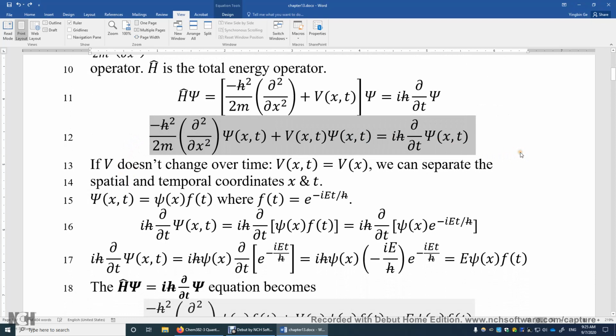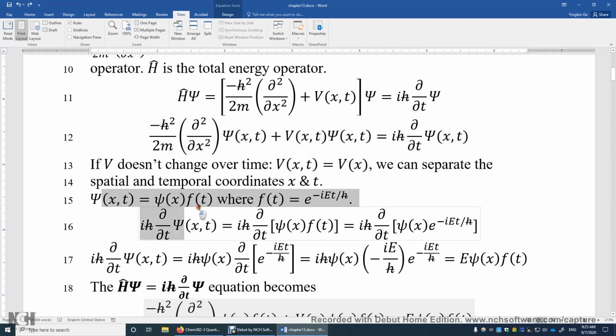This is very complicated, but we can simplify this if the potential energy does not really depend on time. And then this V of x and t is just V of x. In this case, we can often separate the position x from time t. By setting this equation, we assume the wave function is a product of this lowercase psi of the position times another function of time. And this function of time is e to the power of -i E t over h bar.